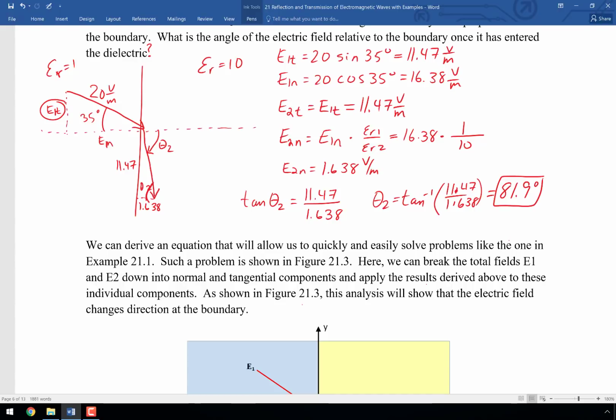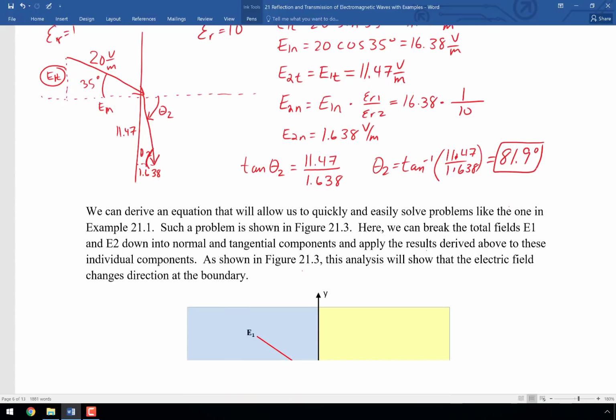So that is a substantial change in the direction of that wave, but it's a substantial change to go from air into a relative dielectric constant of 10. You might say, well, what would have happened if it would have gotten to 90 degrees? And the answer is that we would have had total reflection. And that's something that we don't spend a lot of time talking about in this class, but we may come back and talk about total internal reflection at a later time.